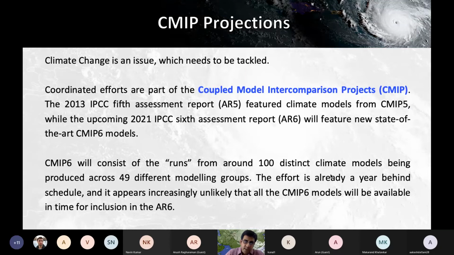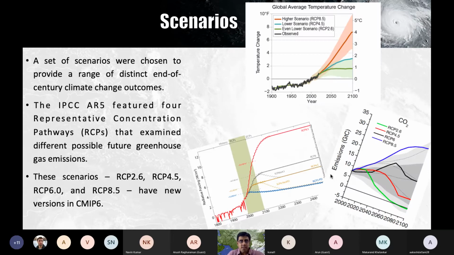So there are different types of climate models. It does different runs based on the scenarios. Those scenarios come from something known as RCP scenarios, and there are different versions, 2.6, 4.5, 6. Don't worry about the versions.